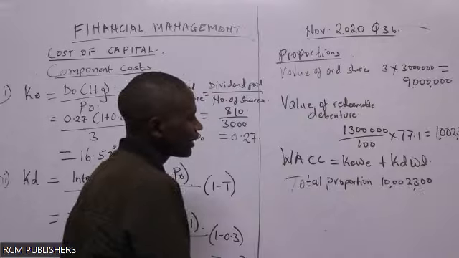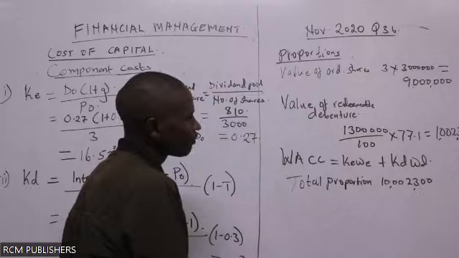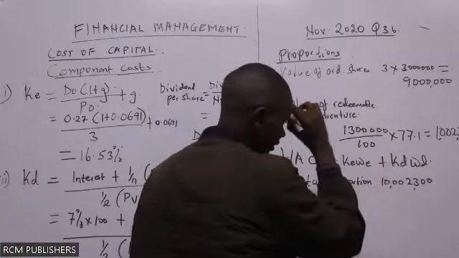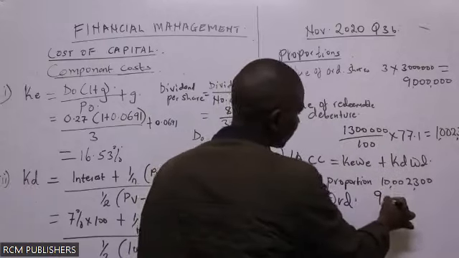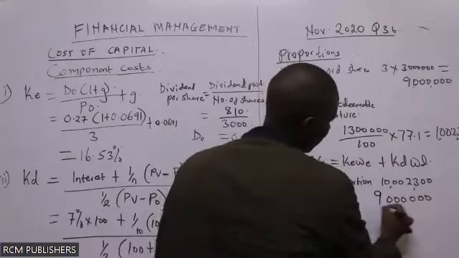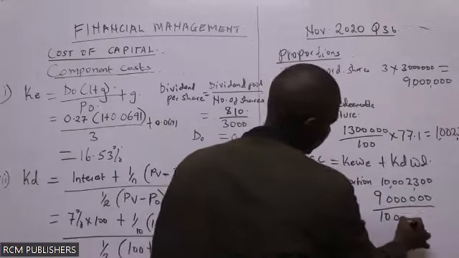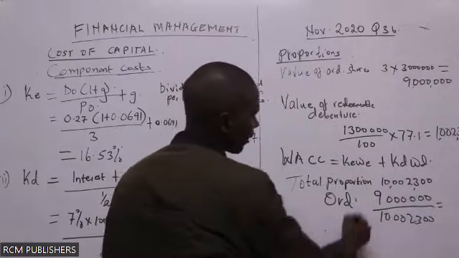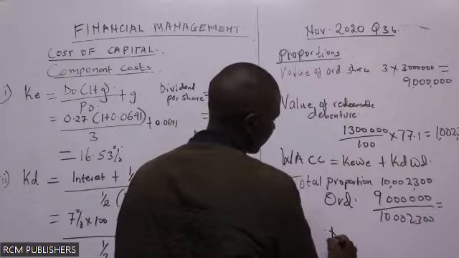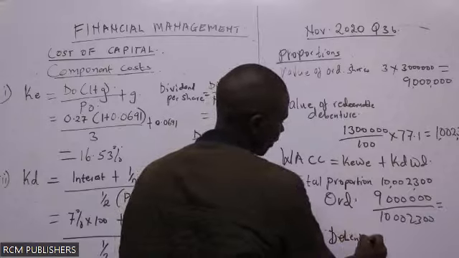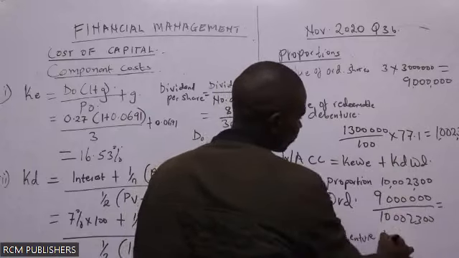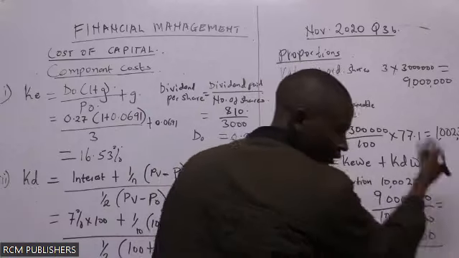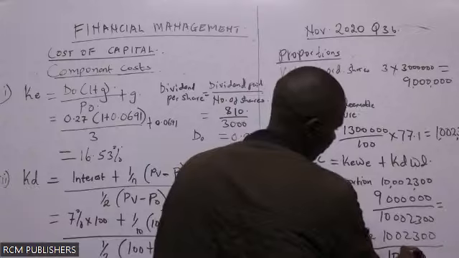So if I want to get the proportion of my ordinary share, ordinary share will be equal to 9 million divided by this total 10,023. Napata ngapi? Hiyo. And then for the debenture, debenture kwa ngapi? Yanachukua tu hii 0,233,200 divided by the whole amount. Yote.